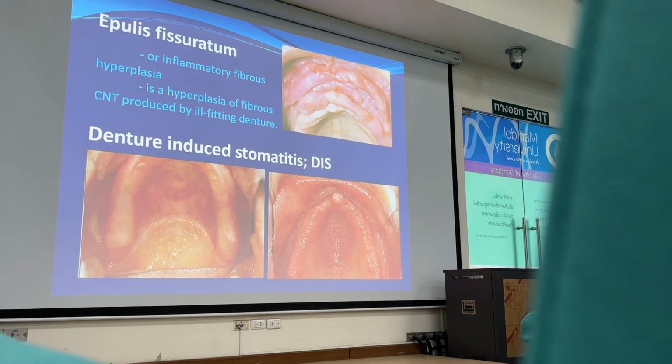So we need to correct this one first before we start to make the new denture. Even denture-induced stomatitis, you see here there is a lot of stomatitis. This maybe comes from the ill-fitting denture. That is why we need to treat the tissue first until it's normal. After that, we start to do the final.